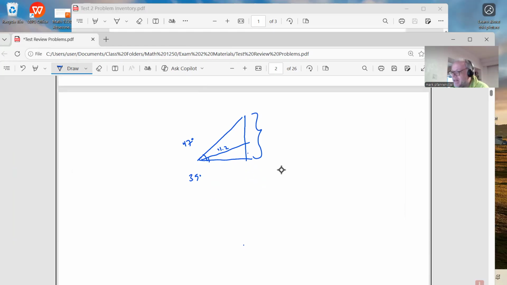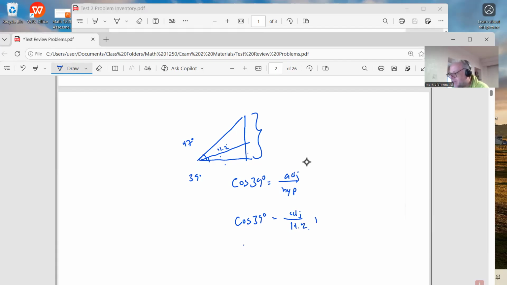So I need something that's going to relate hypotenuse, an adjacent side, and an angle, because those are the three pieces of information I have. And hypotenuse, adjacent, and angle, that screams cosine. So we're going to say that the cosine of 39 degrees is equal to the adjacent over my hypotenuse, right? Now my hypotenuse is 11.2. So cosine of 39 degrees is equal to my adjacent side divided by 11.2.